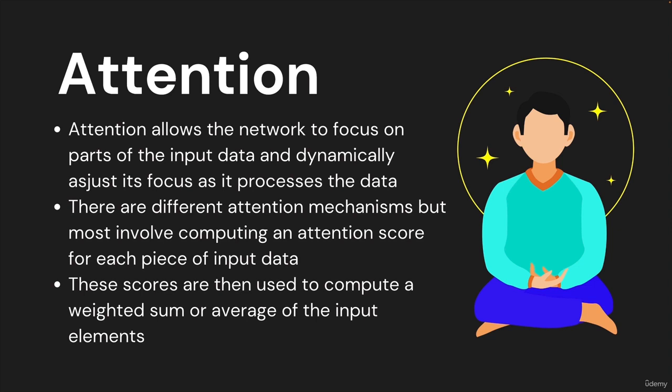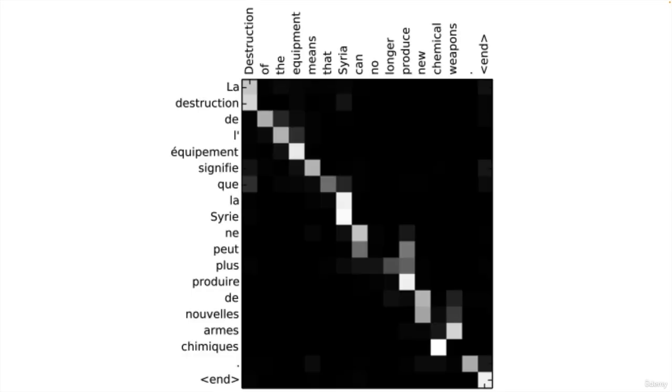And there's different ways this is achieved. The most common involve basically coming up with an attention score for individual pieces of the input data and then computing a weighted sum or an average of those input elements. Here's a diagram from a research paper that's essentially a heat map of attention. Up top, we have an input sentence in English. Destruction of the equipment means that Syria can no longer produce new chemical weapons. And then we have the resulting output sentence translated to French.